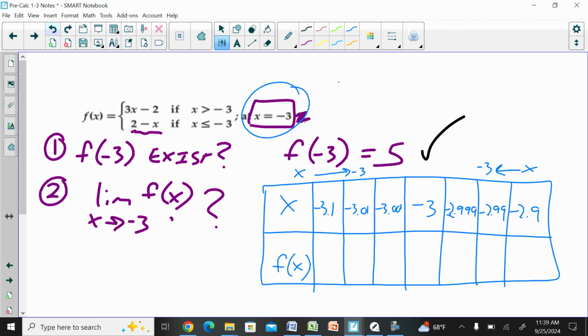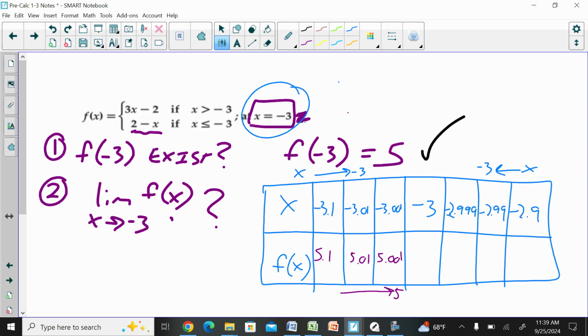And now we can plug those values in. Again, I'll save you the time in doing that, but when we do that, you'll notice we end up with a little bit different value. We've got 5.1, 5.01, and 5.001. So it looks like we're approaching 5, right?